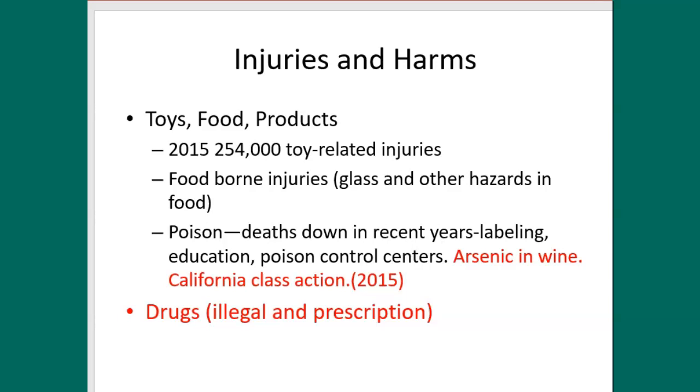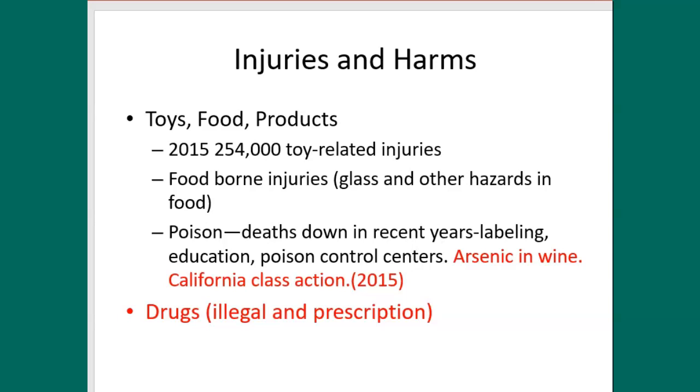Poison, of course. The old skull and crossbones labeling on products has been around for a long time, but it's been recognized that there are some common products around which contain toxins or things that might be classified as poisons, which we might not have readily been aware of. In 2015, there was a California class action against a winemaker because it was determined that there was a level of arsenic in their wine above trace levels, a dangerous level of arsenic.